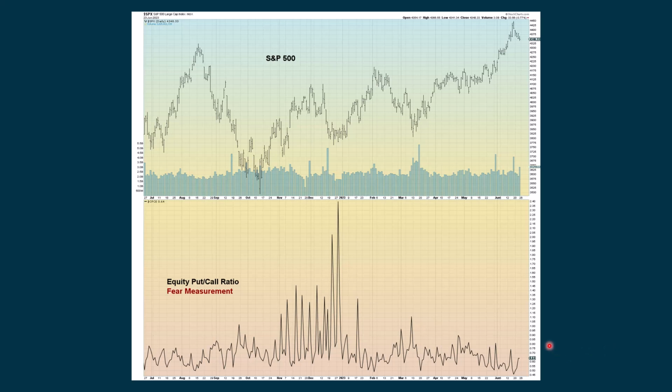This is a 1-day chart of the equity put call ratio. And think of this like you do the VIX. When it's going up higher, that means there's a lot of fear. That means that people are hedging their investments using put options because the number of puts is outnumbering the number of calls. When we go down, this ratio tends to go up. When we go up, this ratio tends to go down.